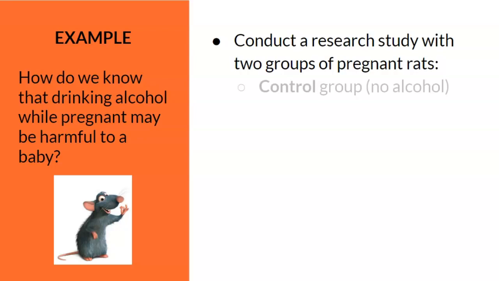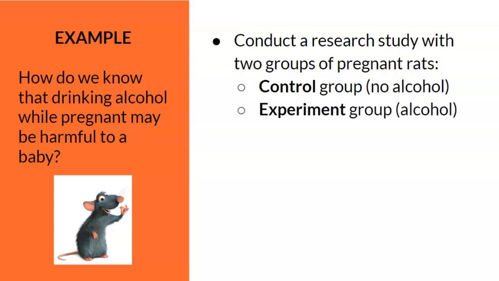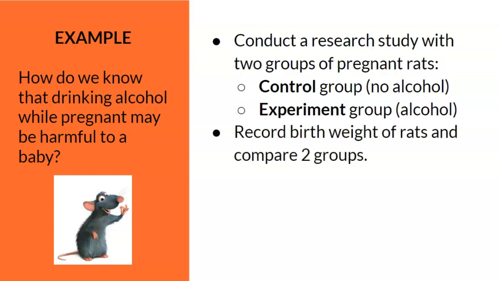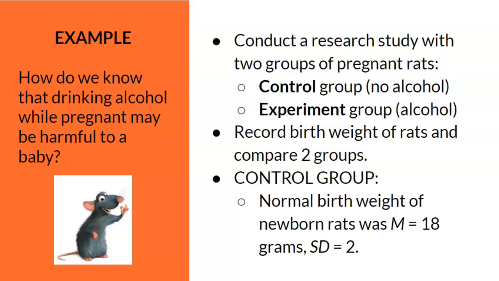The control group of pregnant rats will not receive any alcohol during pregnancy. The experimental group of pregnant rats will receive alcohol during pregnancy. At birth, we will record the birth weight of newborn rats and compare the two groups. Fast forward approximately 3 weeks later, and we've collected the data for the control group. The normal birth weight of newborn rats was M equals 18 grams, SD equals 2. In other words, the average weight of newborn rats was 18 grams, with weight varying from 16 to 20 grams within one standard deviation.